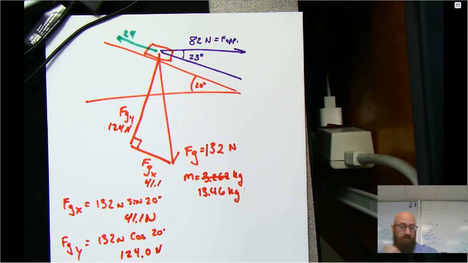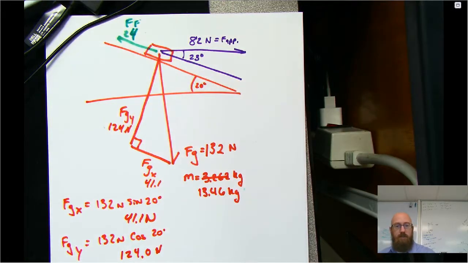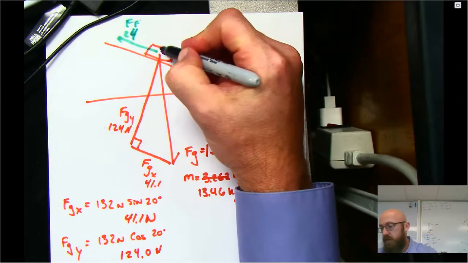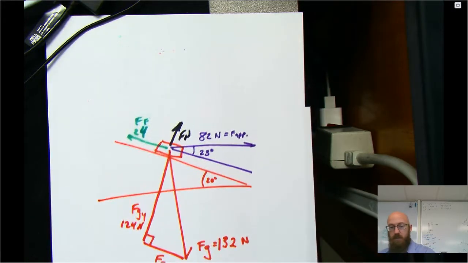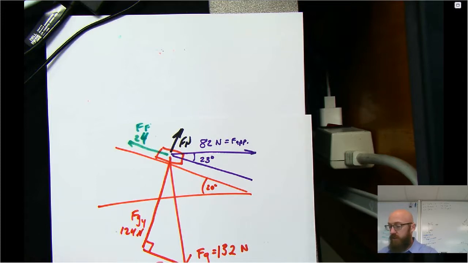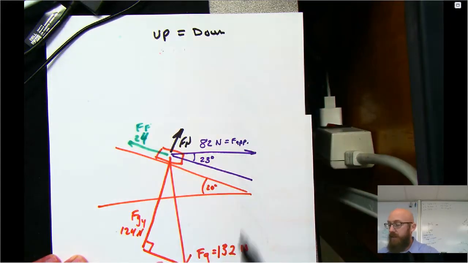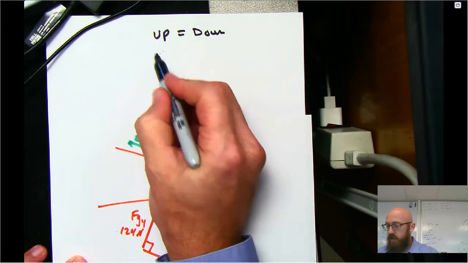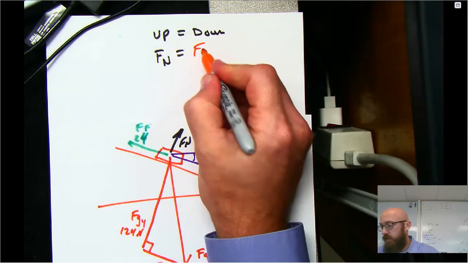What do we do next? Next, if you said find F_f, you're right. There it is. We found F_f. There's 24. What's next? Got to find that F_n. So I'm going to keep the diagram here. So the generic terms, up versus down, up equals down. In this case, we know F_n equals F_g,y.